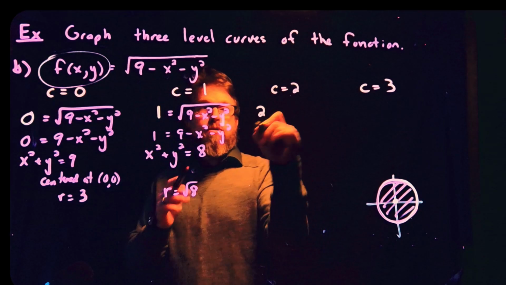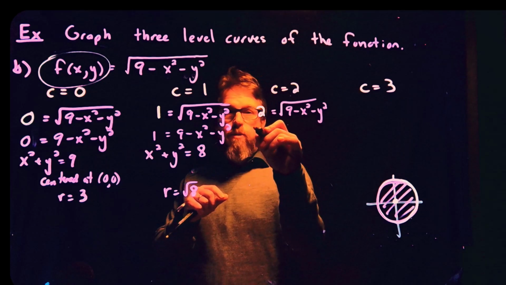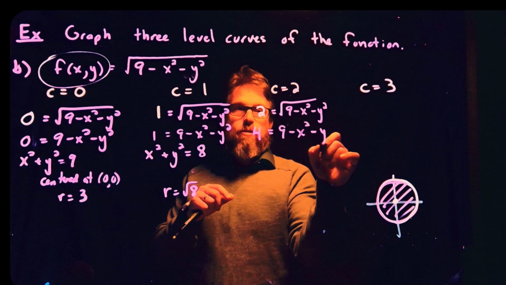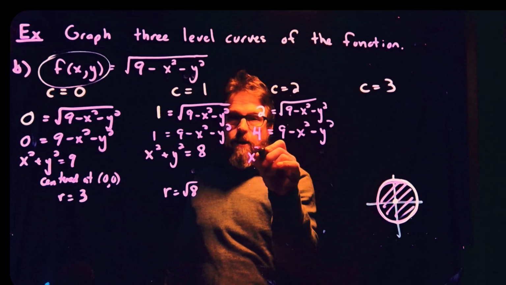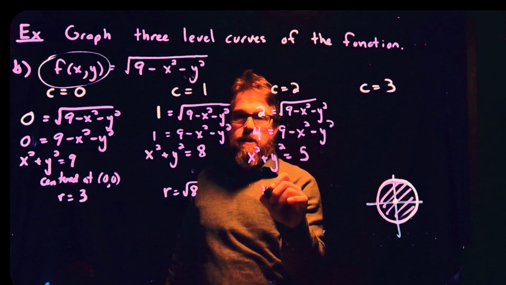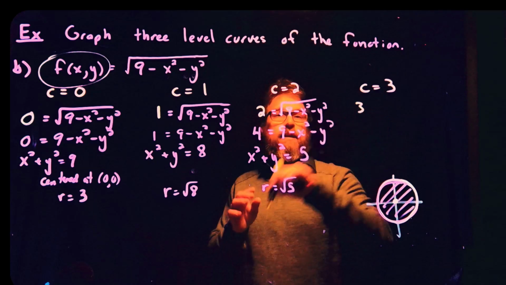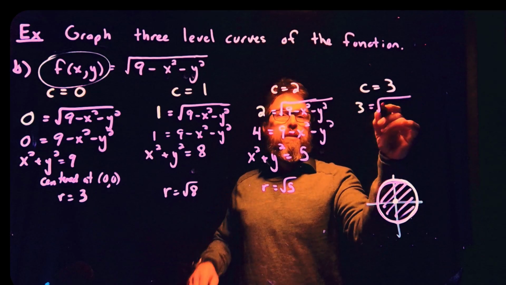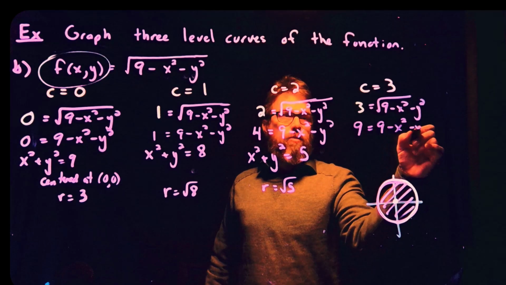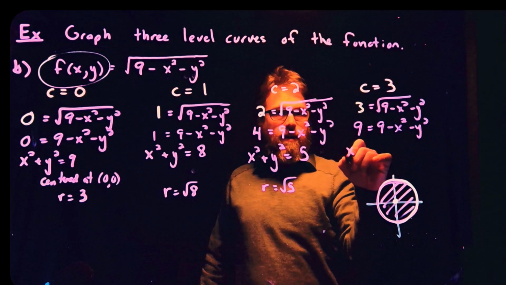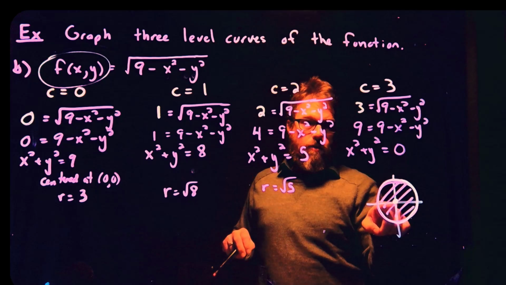Similar here, we have 2 is equal to the square root of 9 minus x squared minus y squared. Squaring both sides, we're going to have 4 is equal to 9 minus x squared minus y squared. So switching positions of the x squared and y squared, and then the 4, we're going to have x squared plus y squared is equal to 5. So this has a radius of root 5. And then finally over here, we have 3 is equal to that square root of 9 minus x squared minus y squared. Squaring both sides, 9 is equal to 9 minus x squared minus y squared. So x squared plus y squared on the left, subtracting 9 on both sides, we're going to get equal to 0. So that's actually a circle of radius 0. It looks like that point right here.